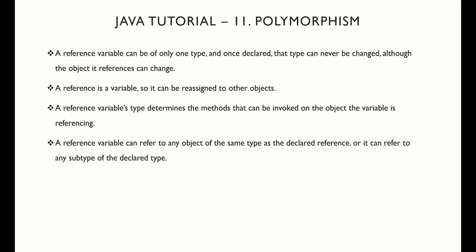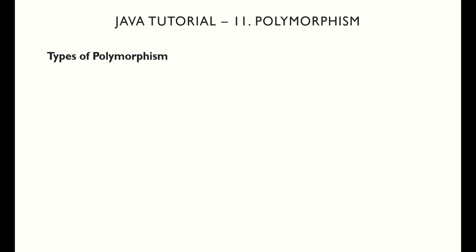A reference variable can refer to any object of the same type as the declared reference, or it can refer to any subtype of the declared type. A reference variable can be declared as a class type or an interface type. If the variable is declared as an interface type, it can reference any object of any class that implements the interface. Types of polymorphism. There are two classifications of polymorphism: compile time polymorphism and runtime polymorphism.